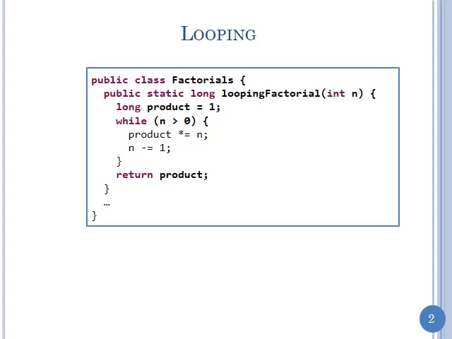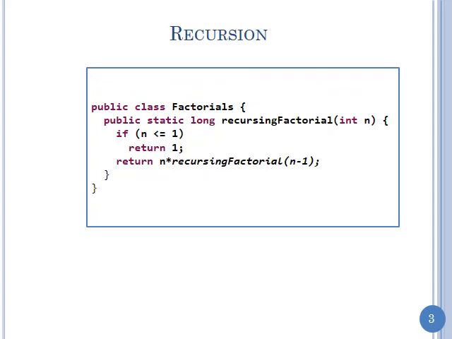We're going back to our old boring non-object-oriented class, the Walls class with static methods. And we had this looping factorial method that computed the factorial using a loop. Okay? And then in your recitation, you saw this particular class. We added to it another method, this recursing factorial method, which computes the factorial another way.